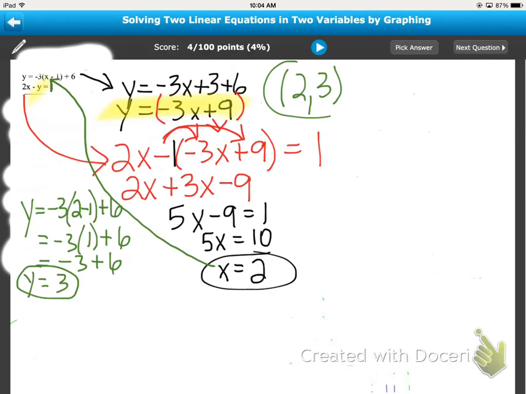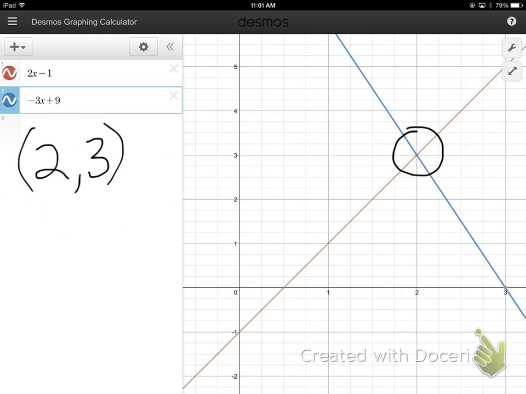And this was using substitution. Now, when you're solving these, it doesn't matter which method you use, you should get the same answer. So if I reference back to my graph here, notice again on my graph, I got the same solution. Here x was 2, y was 3. So regardless of which method you use, you'll get the same answer.